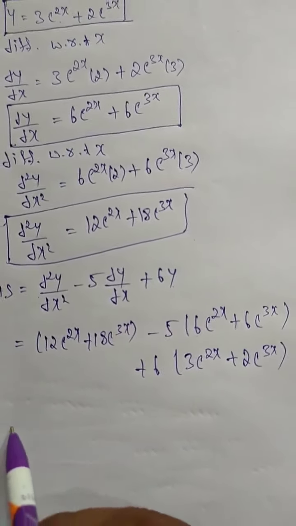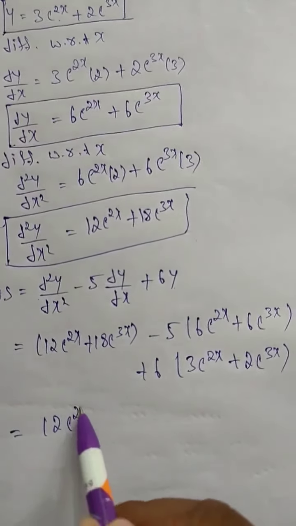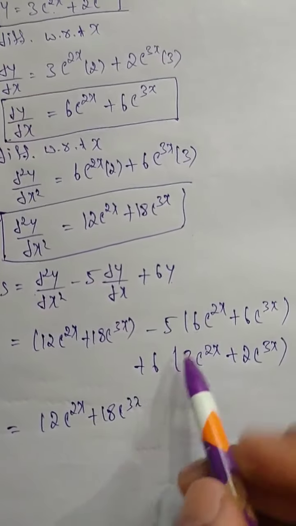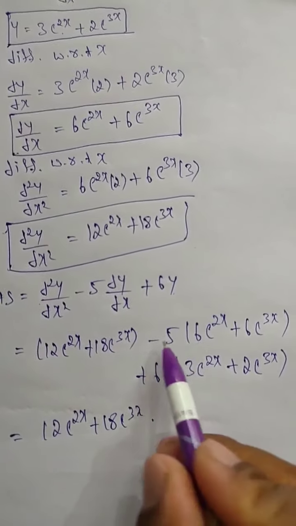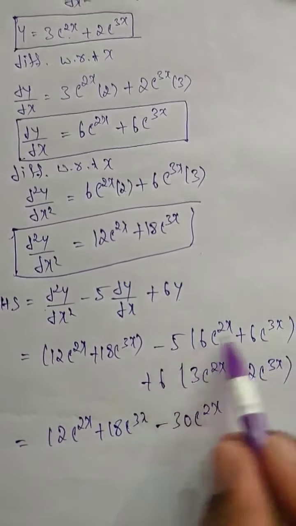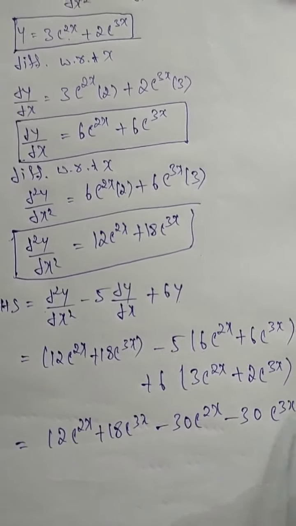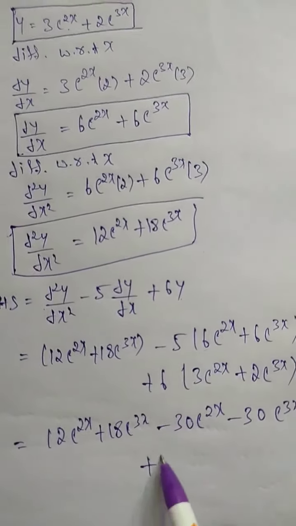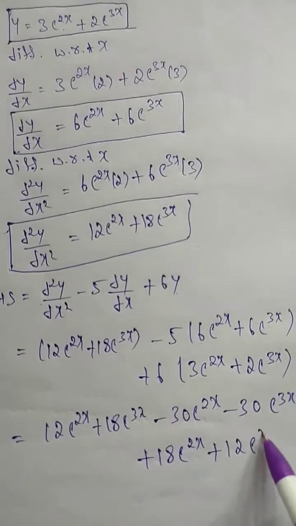Now this is equal to, I am multiplying the equations, 12 e to the power of 2x plus 18 e to the power of 3x. Multiply the 5 inside the bracket: 5 sixes are 30, so minus 30 e to the power of 2x minus 5 into 6, minus 30 e to the power of 3x. Let me multiply the 6 inside: 6 threes are 18 e to the power of 2x, 6 twos are 12 e to the power of 3x.